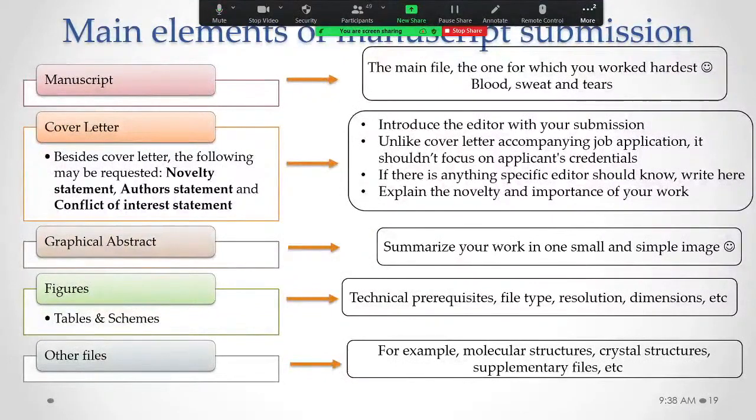I don't know what other files are usually in the area of social sciences. If there is somebody from social sciences, maybe somebody could comment briefly at the end of this part. What are the main elements of manuscript submission when the manuscript covers social sciences?